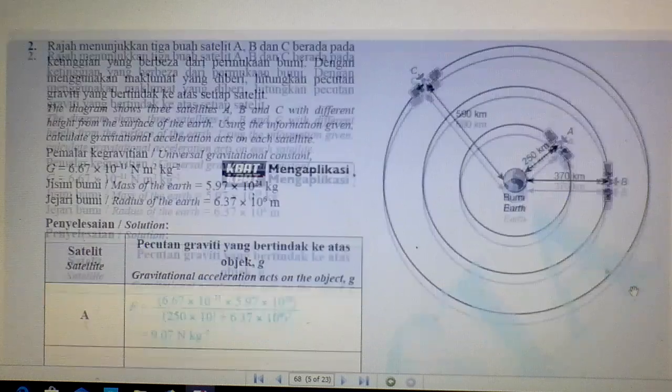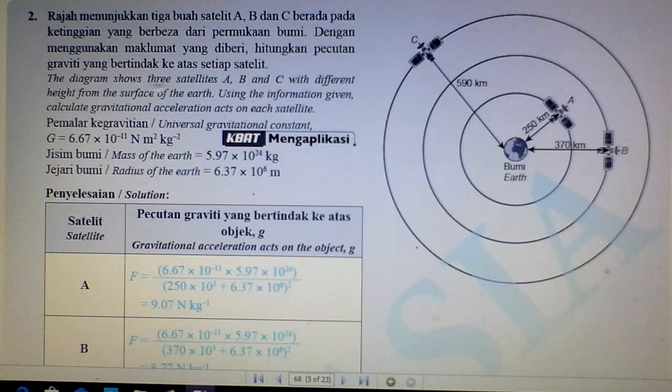Okay, number 2. Diagram shows 3 satellites A, B, C, at different heights from the surface of the Earth. So we want to calculate gravitational acceleration g on the objects A, B, C. So information needed is also given here: G, mass of the Earth, capital M, radius of the Earth, capital R.